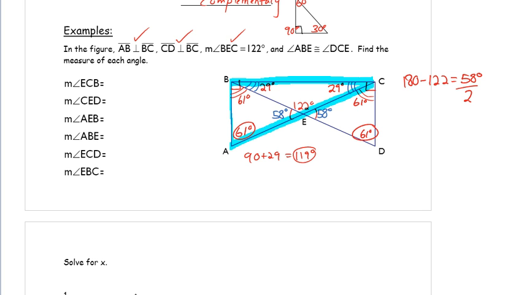Okay, a lot going on here. You can double check, make sure all your work adds up. You should make sure all triangles add up to 180, and they do. And then go back and answer the question.